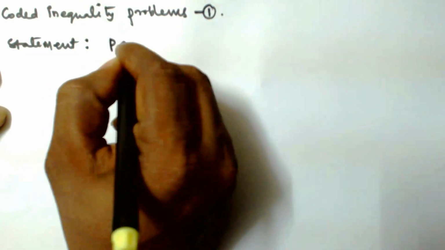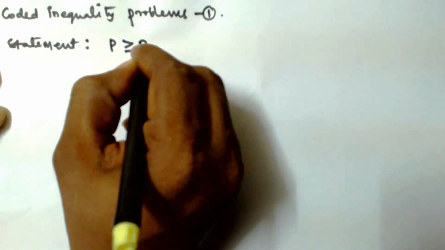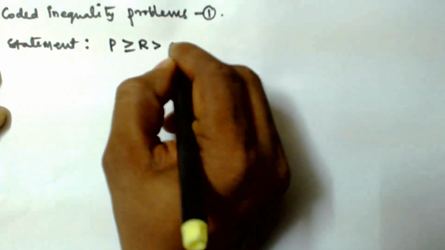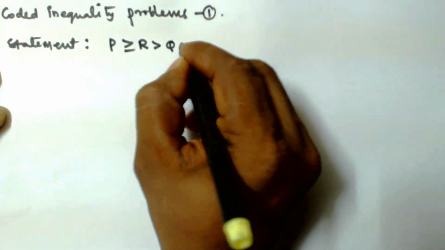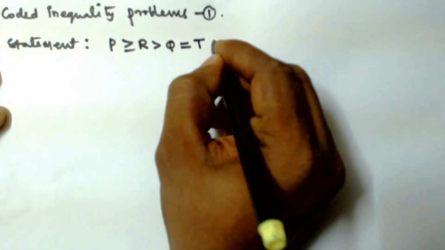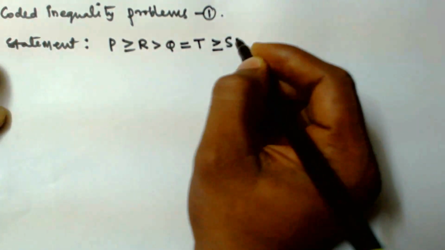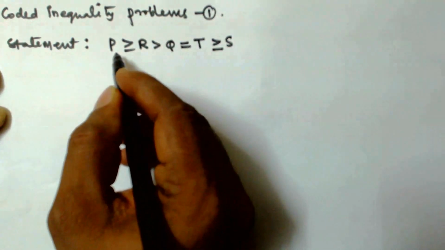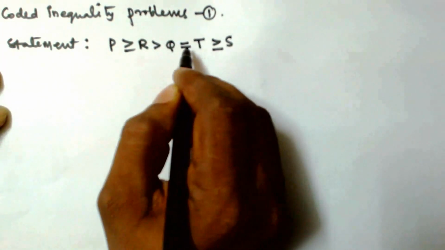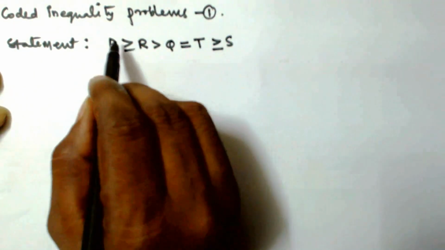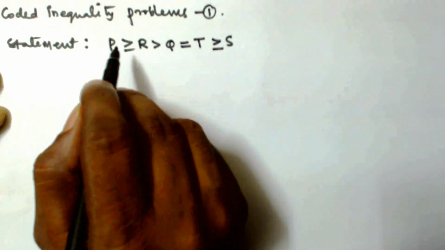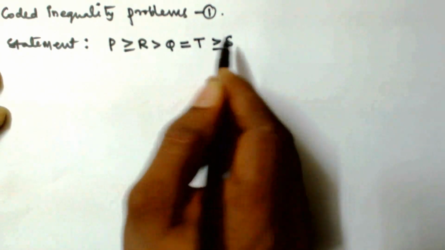Let us consider a statement: p greater than or equal to r, and r greater than or equal to q, and q is equal to t, and t is greater than or equal to s. So this is the coded inequality statement, and it gives the relationship between the set of variables. Here the variables are p, r, q, t, s.